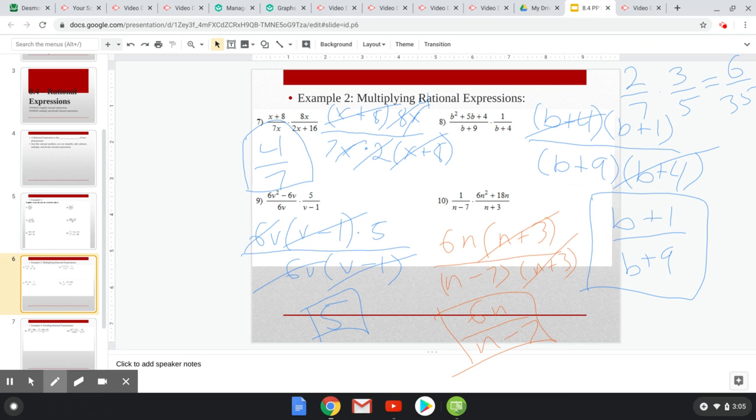Okay, so in the next video, we're going to talk about division. So this has been multiplying rational expressions. The next video will be dividing rational expressions, and I will see you there.